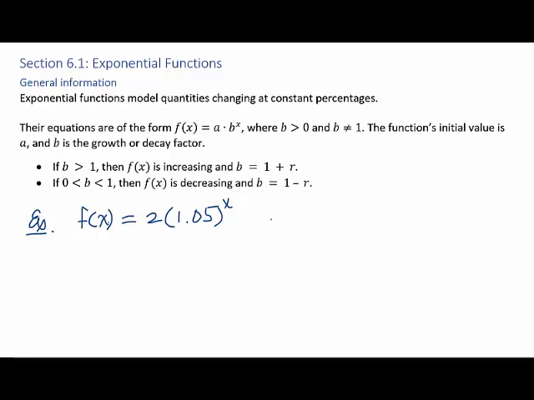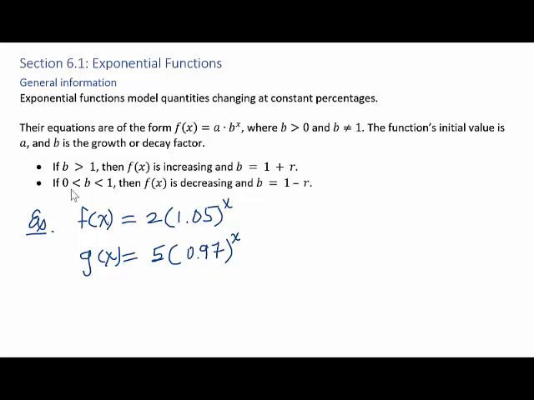Now, I know that because b is composed using 1 and r. So to get b, we would add 1 and r together. And so 1.05 is equal to 1 plus r. And if we solve this equation for r, we get r is equal to 0.05, which as a percentage is 5%.